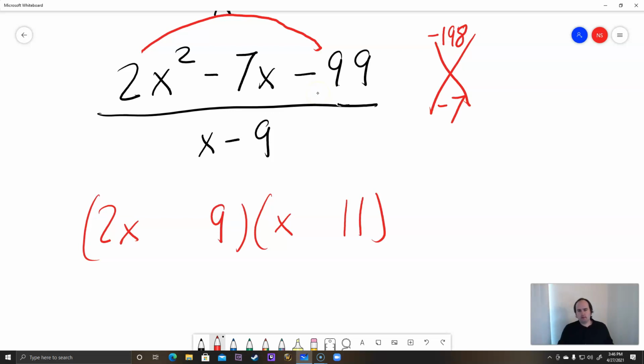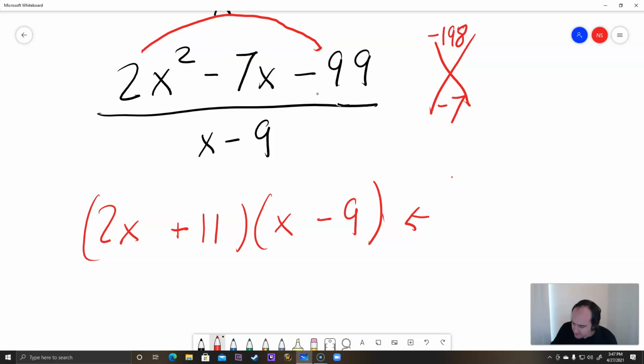Okay, and if we do negative 11 and positive 9, that's not going to work because outer plus inner is going to be negative 22 plus 9. So what we're going to have to do is have an 11 here and then a negative 9 over here. And that should work. So what I'm doing is called trial and error, where I'm just trying different things and then seeing if they work.